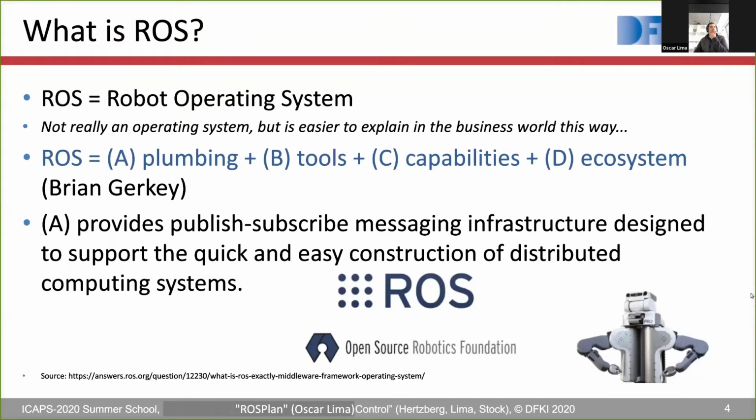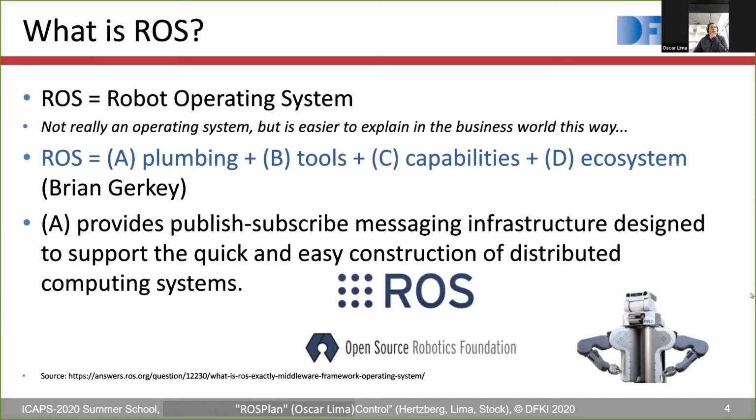So what is ROS? ROS stands for Robot Operating System, and it's not really an operating system per se, but it's, let's say, easier to explain to people like that. But a more comprehensive definition of ROS, given by the CEO of the Open Source Robotics Foundation, Brian Gerkey, is that ROS is a combination of A plus B plus C plus D.